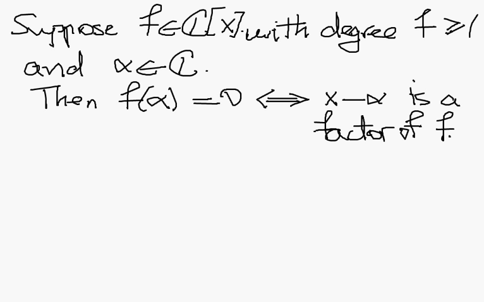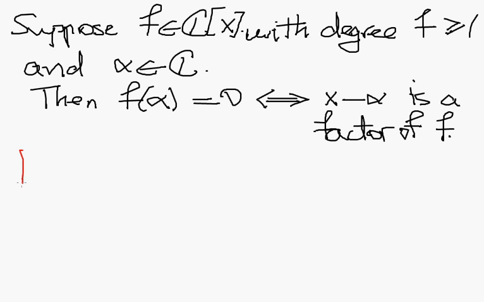Let's now turn to problem number 24 to state and prove the factor theorem for polynomials. The statement of the factor theorem is that suppose that f is a polynomial with complex coefficients with degree at least equal to 1, and let alpha be some complex number. Then f of alpha is equal to 0 if and only if x minus alpha is a factor of f.